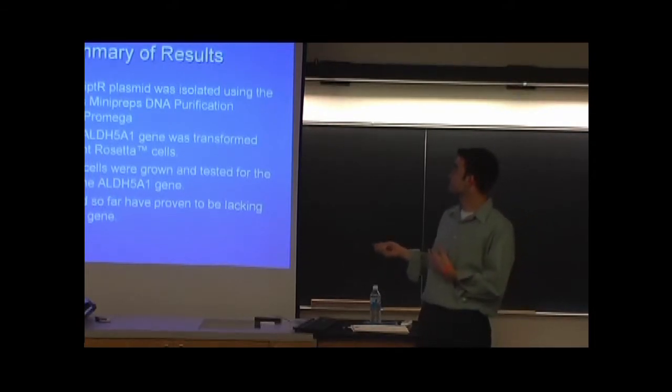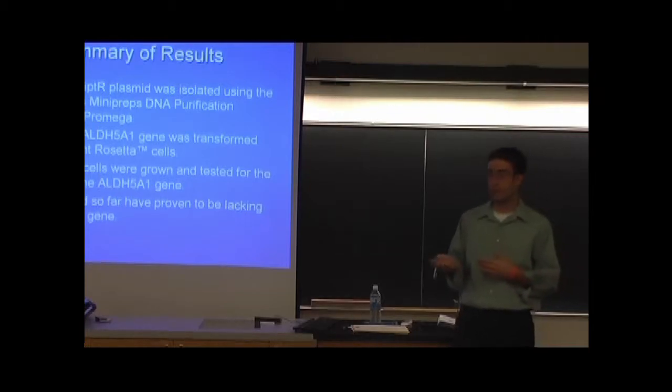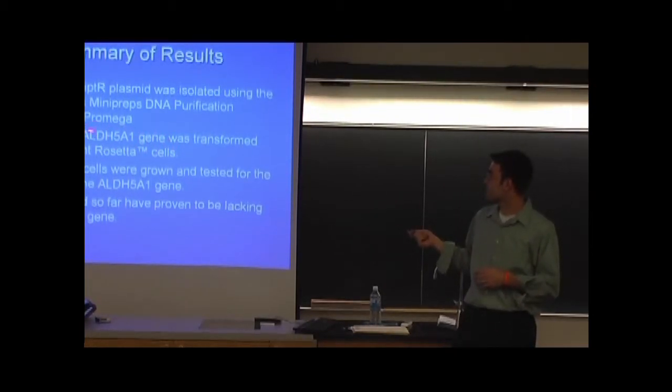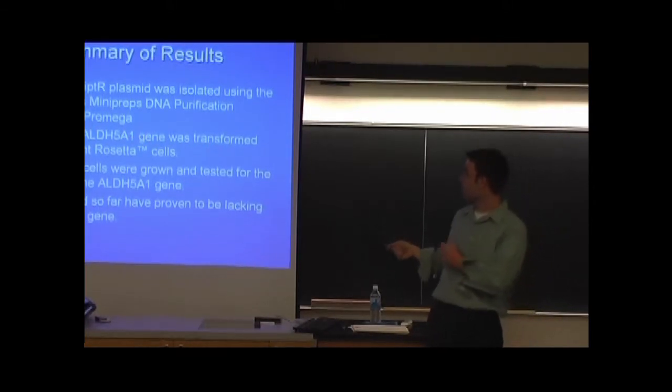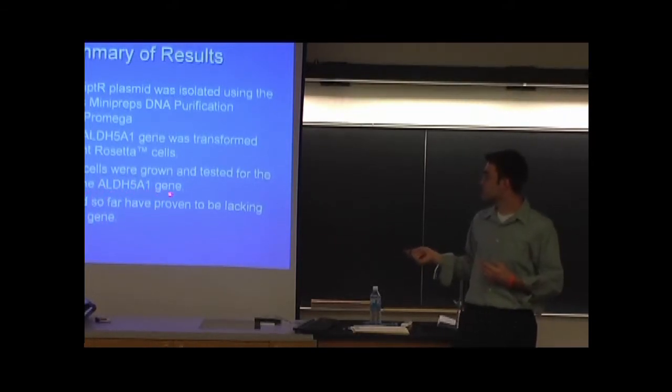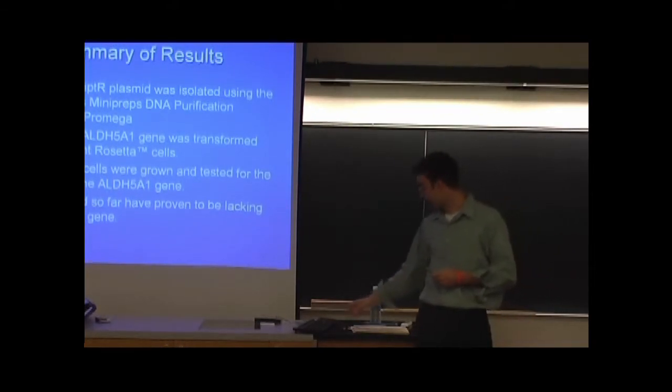The pBluescript plasmid was isolated using that Omega kit. It could not be isolated for whatever reason using the Sigma kit. And that isolated 5A1 gene that was kind of contaminated, we transformed those into the Rosetta cells. Those transformed cells were tested for the presence of the Aldh5A1 gene, and so far they've been proven to be lacking that gene.